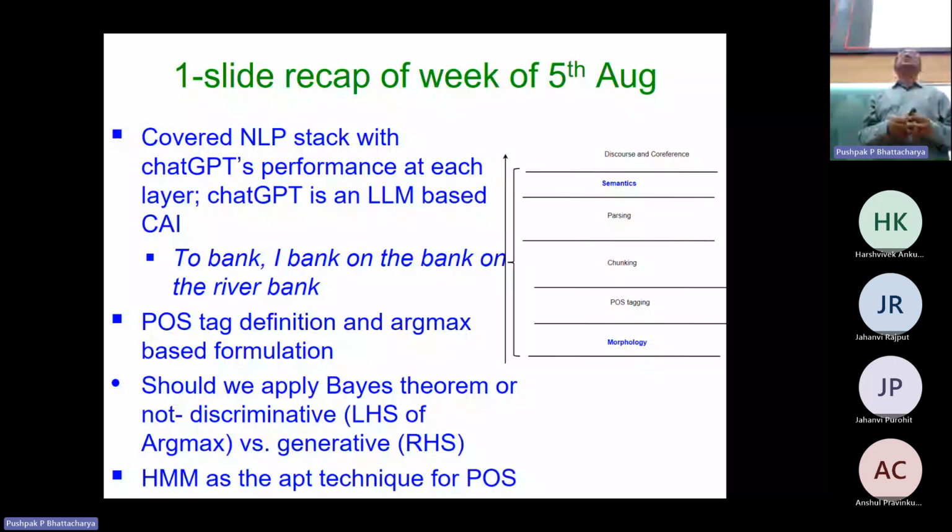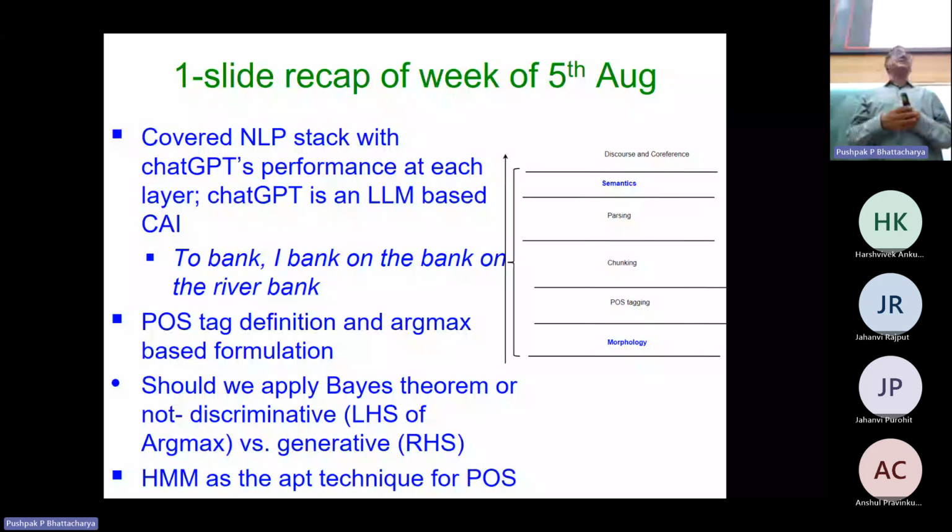So the word bank has been used 4 times, 2 times as a verb and 2 times as noun, every time with a different sense. And ChatGPT has been able to disambiguate all the appearances of bank correctly. The disambiguation begins with part of speech tagging. The bank can be both noun and verb. So ChatGPT is able to produce the correct part of speech tag, which I showed last time, through a number of slides.